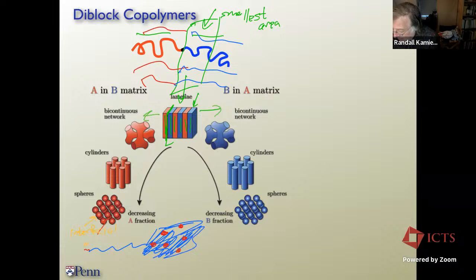for a fixed volume of red polymer. And then finally, these spheres, in an attempt to minimize the distortion of blue, organize themselves into a periodic lattice.